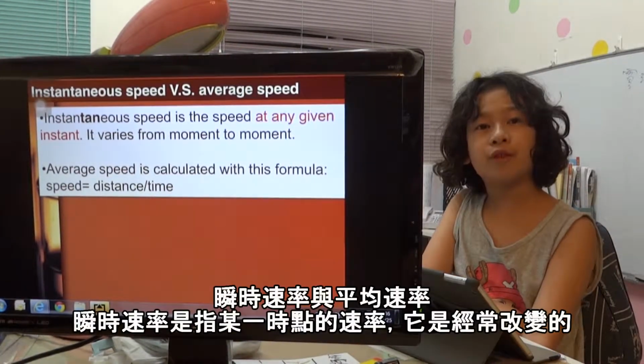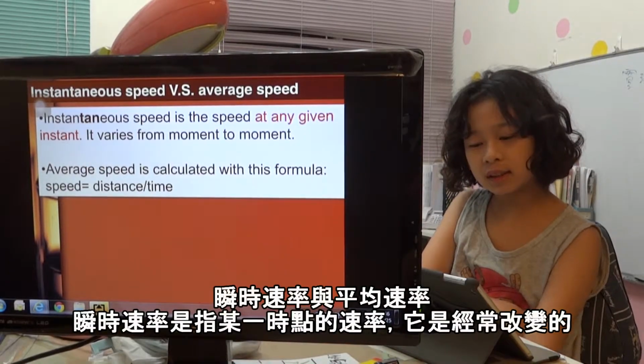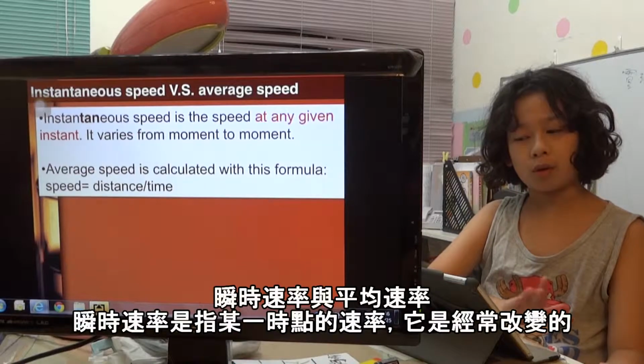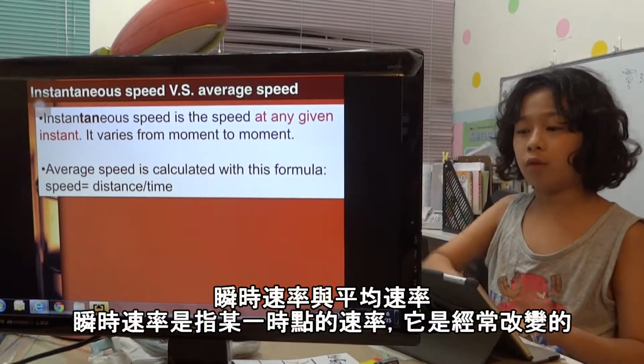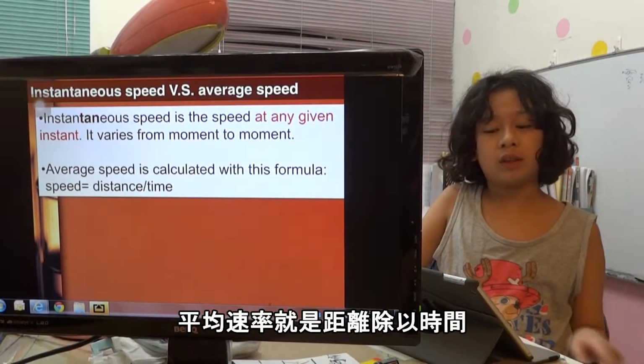Instantaneous speed and average speed. Well, what is instantaneous speed? Instantaneous speed is the speed at a given time or moment. It varies from moment to moment. And the average speed is the distance over time.